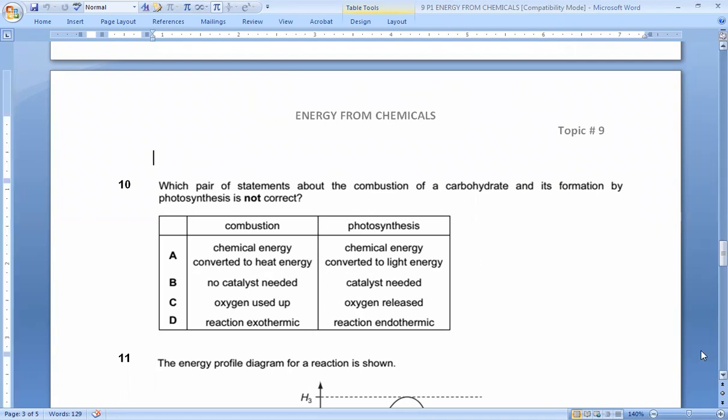What is in combustion? Suppose a carbohydrate like glucose, C6H12O6. This is glucose plus oxygen, changing into carbon dioxide plus water vapors, and heat is released. This is called combustion. While photosynthesis is a reverse process.